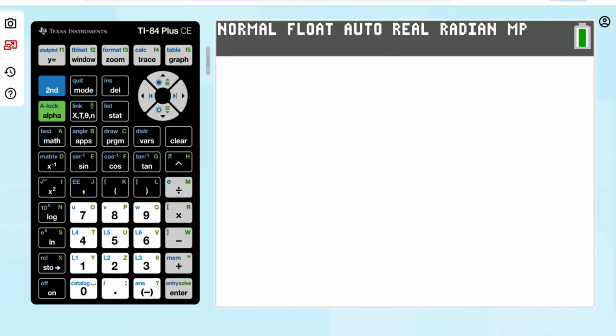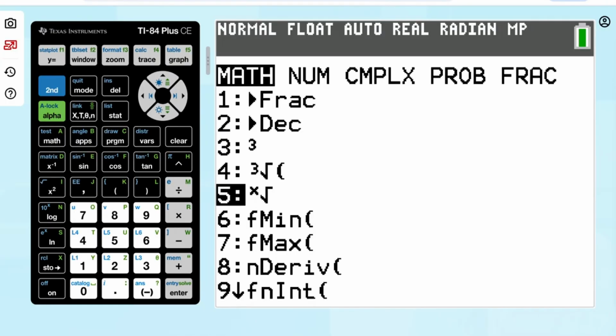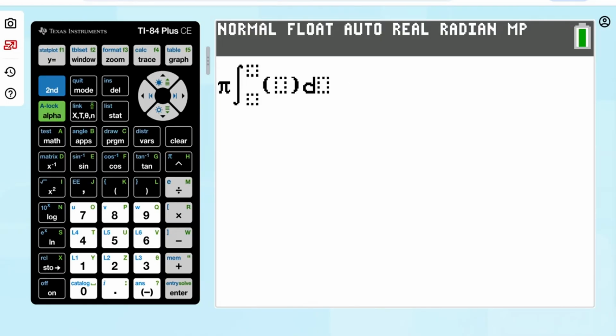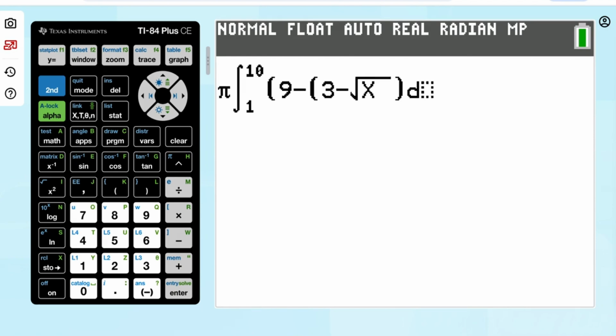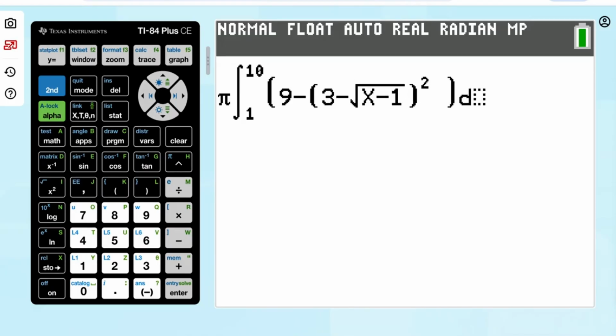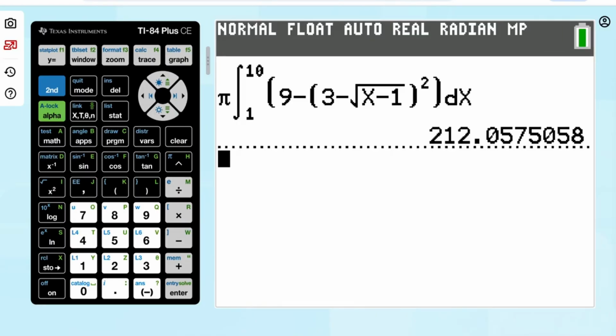So we'll go to our graphing calculator. Don't forget to put your pi out in front. That's a pretty common mistake. Then hit math, option number 9. We're going to integrate from 1 to 10, and it's 3 squared was our first part, so 9, minus, and then I'm going to put my second radius in parentheses here. It was 3 minus the square root of x minus 1, and that needs to be squared with a dx out at the end. And so we integrate that and get 212.058 when we round.